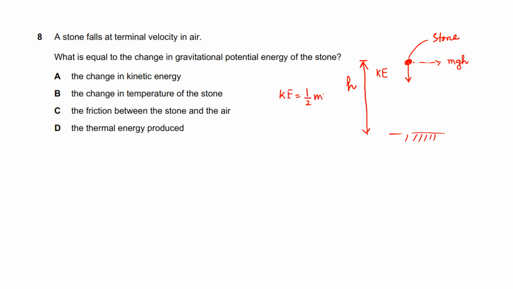If it's moving with terminal velocity, it means that the kinetic energy will be given as half m v terminal square. Terminal velocity is constant, so we can simply say that the kinetic energy will not change till it hits the ground, whereas the potential energy will keep on decreasing. The law of conservation of energy states that the total energy remains the same, so this energy will be converted into some other form of energy.